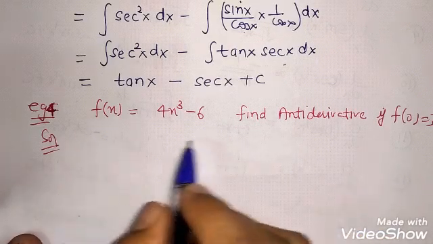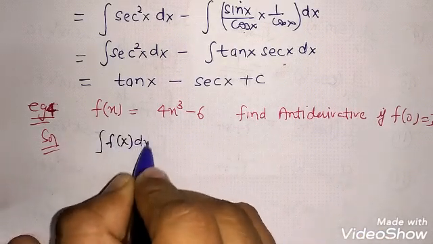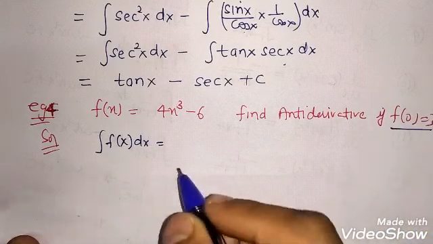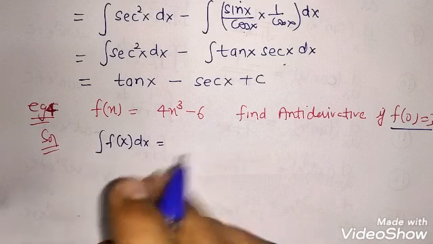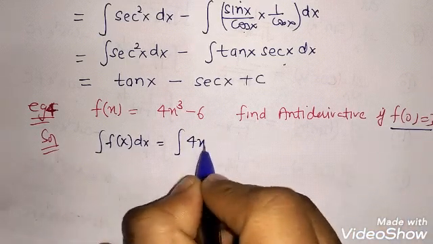Antiderivative, simply we can say, is the integration of f of x dx. This is what is asked from us, and f of 0 is 3. After that we have to calculate the value of c over here. See how we can calculate.